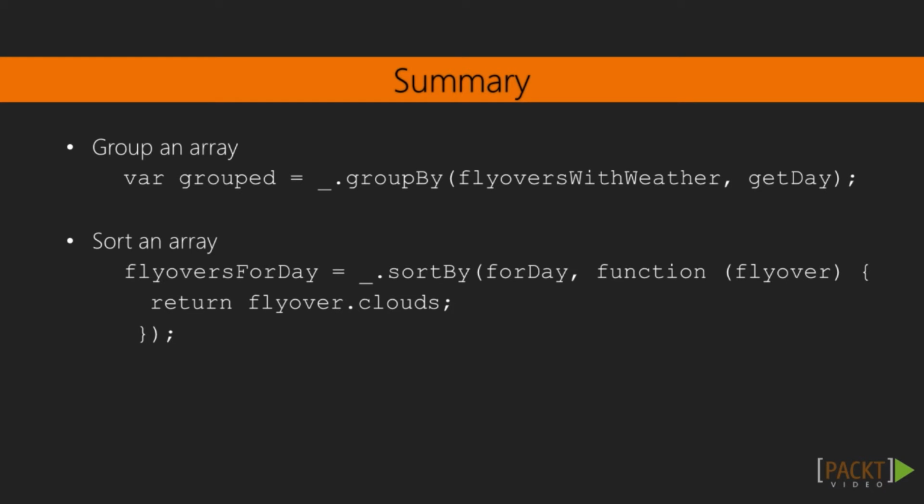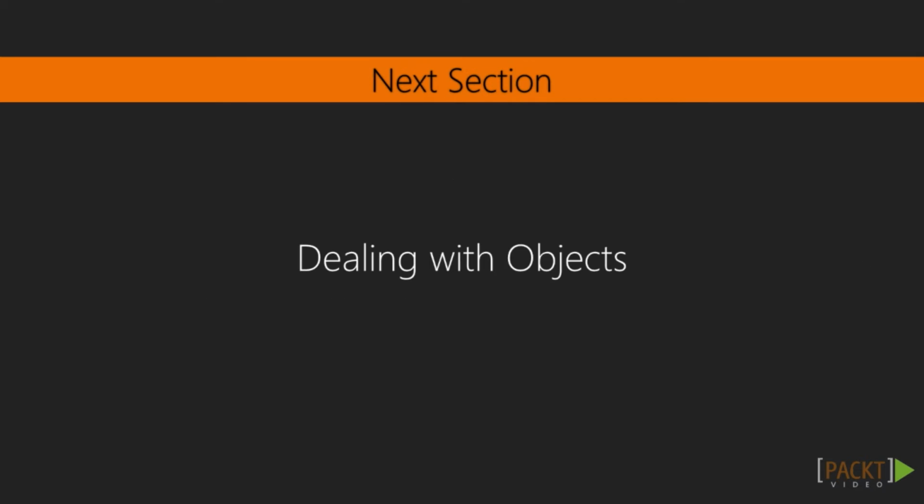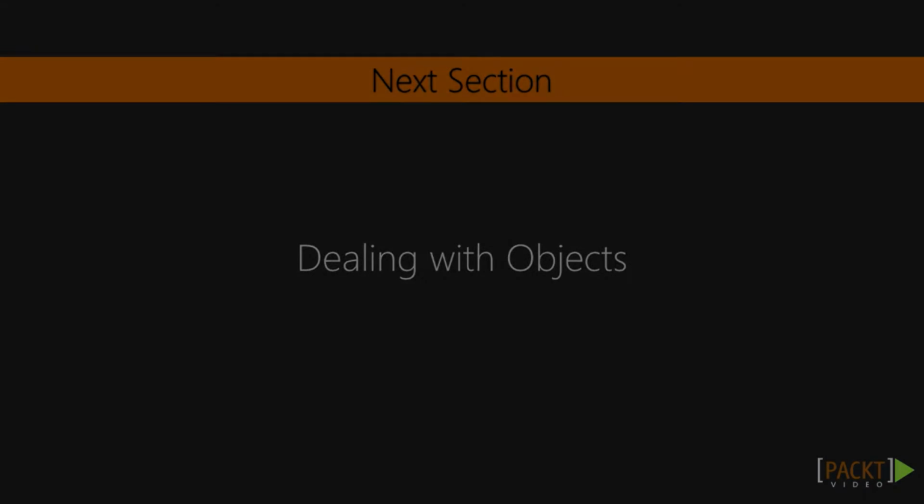In this section, we looked at Underscore's tools for dealing with arrays, including iterating, finding, filtering, sorting, and grouping. Join me in the next section when we look at Underscore's tools for dealing with objects.